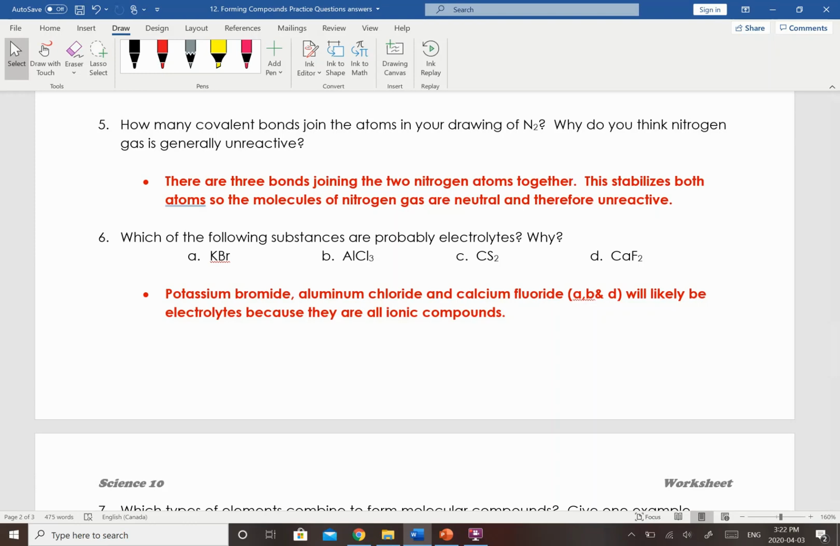Which of the following substances are probably electrolytes? Electrolyte means it can conduct electricity, and we know those are ionic compounds, the ones with the charges. So which ones of these are ionic? That's ionic. That's ionic, and this is ionic. So the only one that is not would be here. That is a molecular compound.